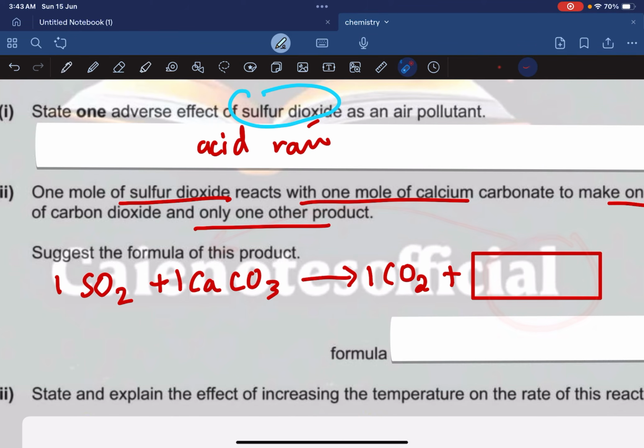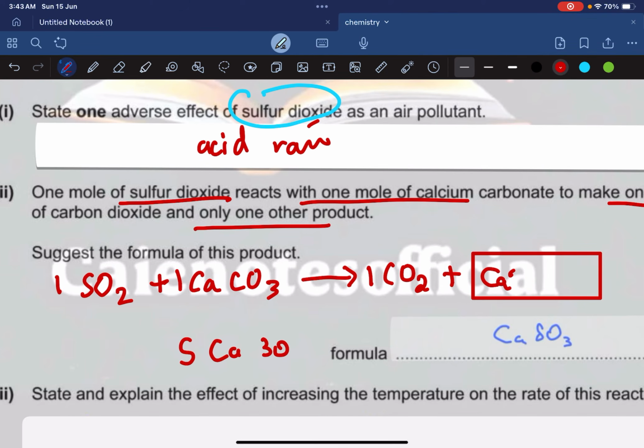We had 1 carbon and we've used it in the carbon dioxide. The second thing is oxygen. I had 5 oxygens, 2 from sulfur dioxide and 3 from calcium carbonate. Out of these 5 oxygens, I've used 2 in making carbon dioxide. How many am I left with? I'm left with 3 oxygens. I'm also left with a calcium and an S. So CaSO3 is going to be formed.